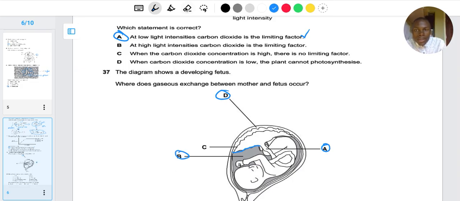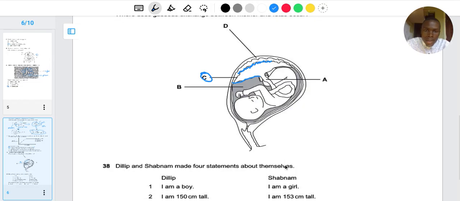So one thing that you need to know here is that gaseous exchange takes place at the placental villi. So where do we have the placental villi? The placental villi are found here, at the chorion. So the answer is going to be C. So can you choose A? No. A is the umbilical cord, and this acts as a passage for nutrients as well as other products after gaseous exchange has taken place. So that is one thing that you need to know on that part.